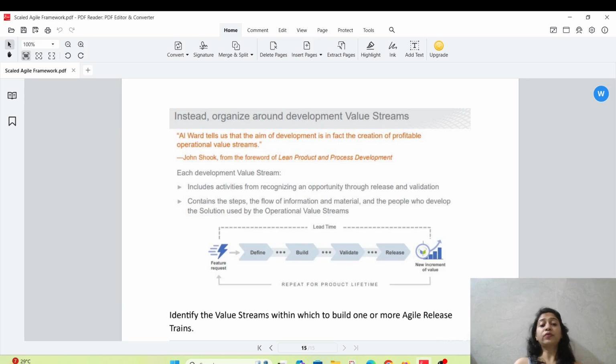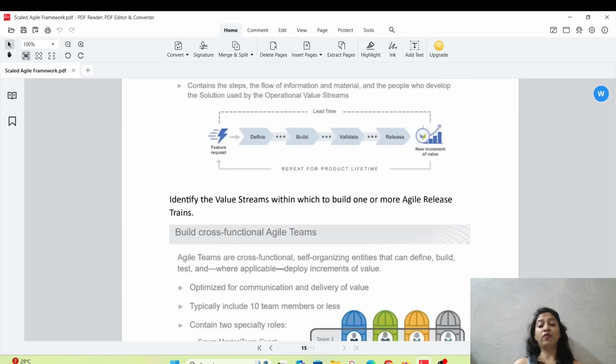SAFe tells us the aim of the development is in fact the creation of the operational value streams. Each development value stream includes the activities from recognizing an opportunity through the release and the validation. It contains the steps, the flow of information and material, and the people who develop the solution used by the operational value streams. This is the value stream. Identify the value stream within which to build one or more agile release trains. Got it? Why do we need the value streams?